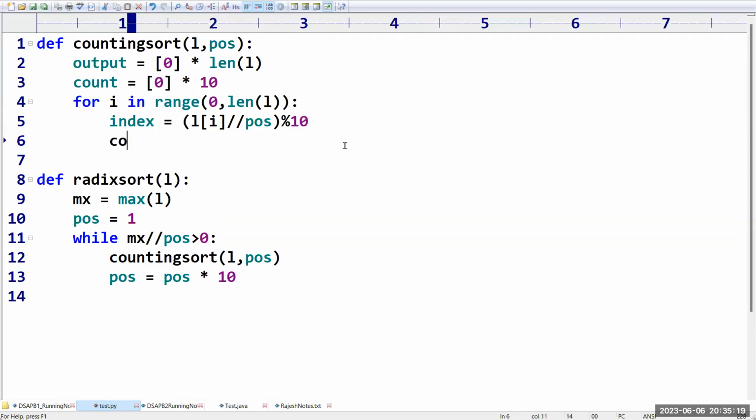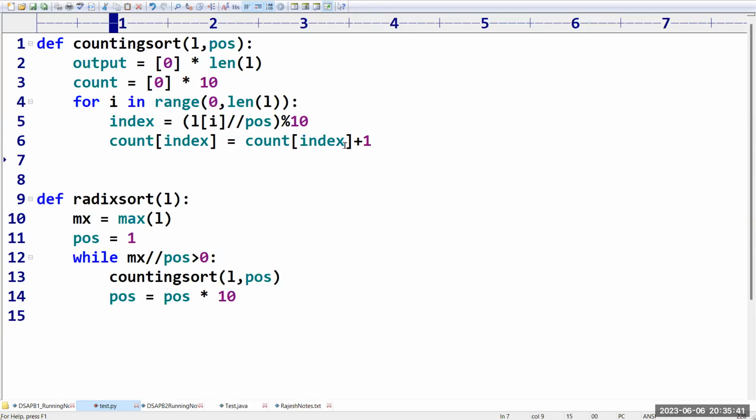In the counting sort, we are incrementing the count array based on that index, right? Yes, that count will become the already available count of index plus 1. We are going to just increment that counter value. Beyond that, nothing. Count of index plus 1, like this, we are taking.